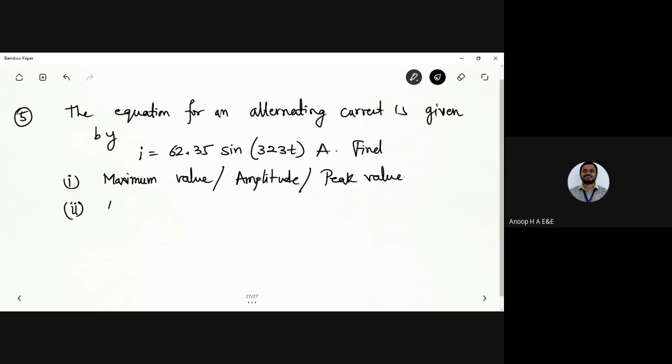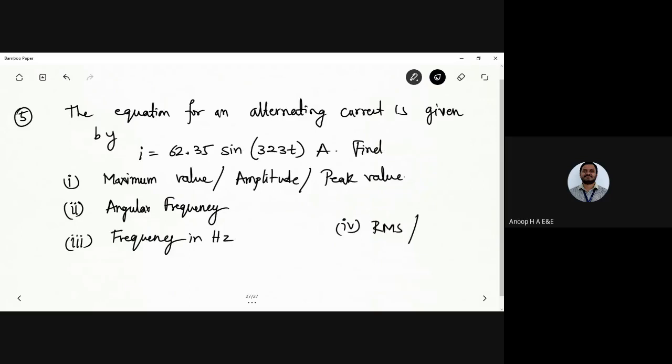Second one, the angular frequency. Third one, the frequency. Once you find the angular frequency, the frequency in hertz can be found easily. Fourth one, the RMS or effective value. The fifth one is the average value. These are certain things that you need to do.